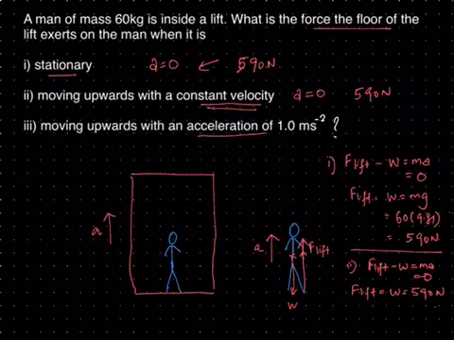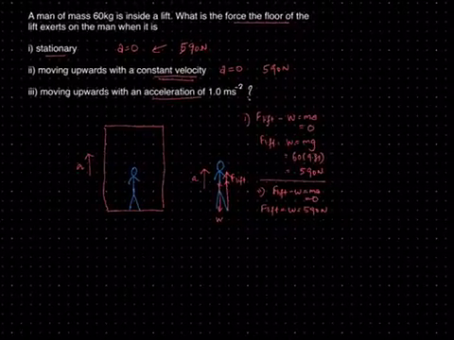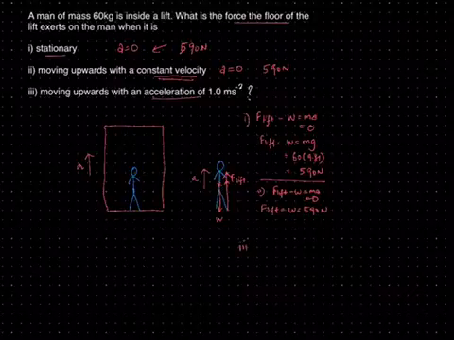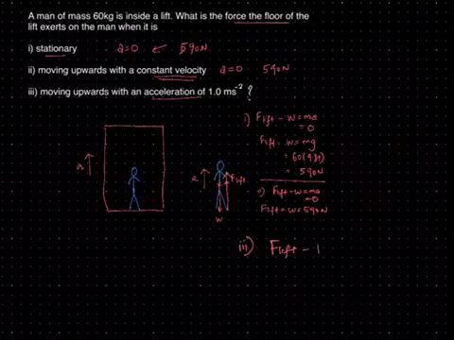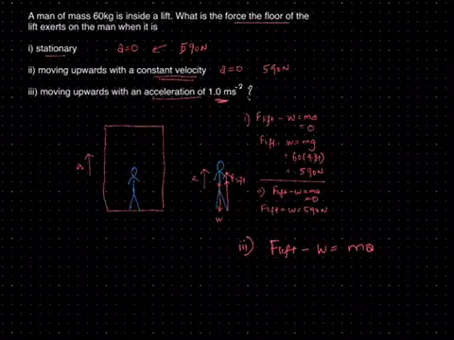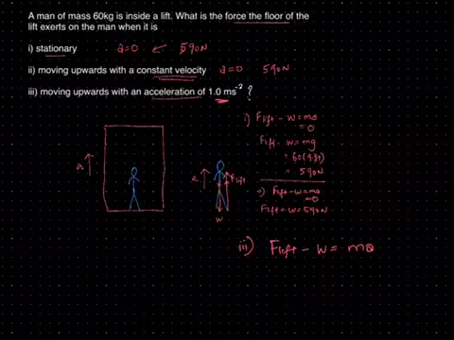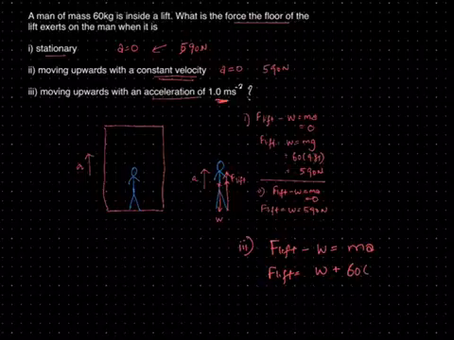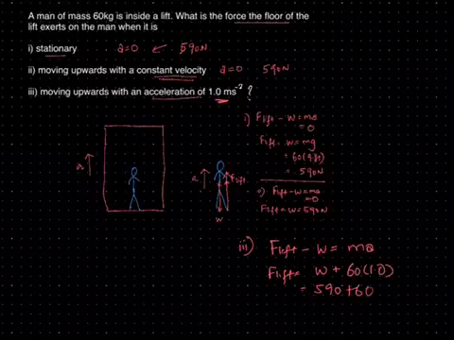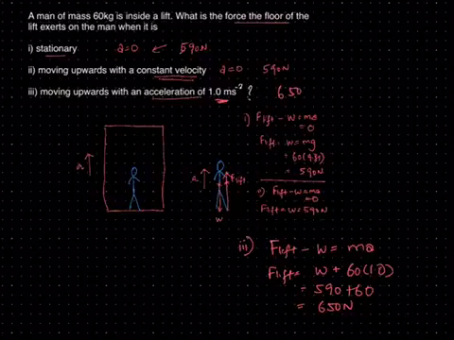If you look at this scenario now, the force of the lift minus the weight equals ma, and you know that the acceleration now is 1 meter per second squared upwards. So the force of the lift equals the weight plus ma, and you have 590 plus 60, which gives you 650 Newton. So in this case it's 650 Newton.